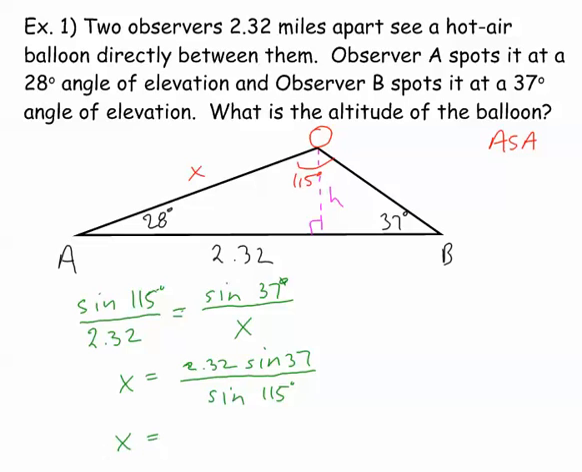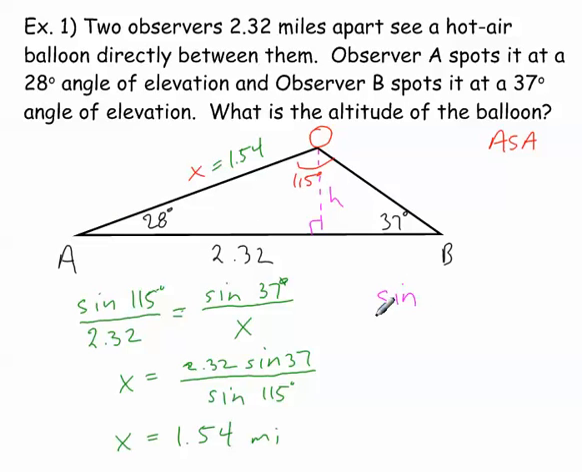And making sure my calculator is in degree mode, I get 1.54. And that would be miles. So this distance right here is 1.54. And like I said, that represents the hypotenuse of this right triangle. And so now I'm going to go and find my actual altitude or height of the balloon just using this right triangle.